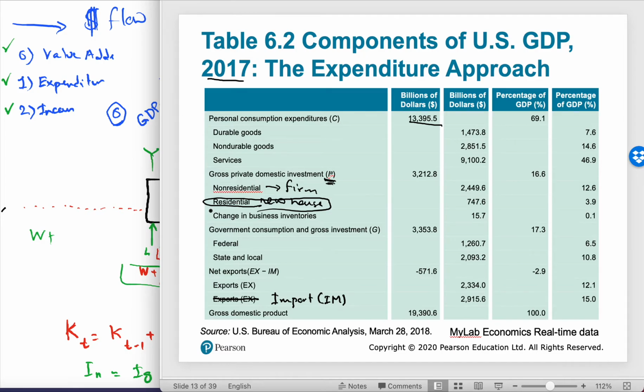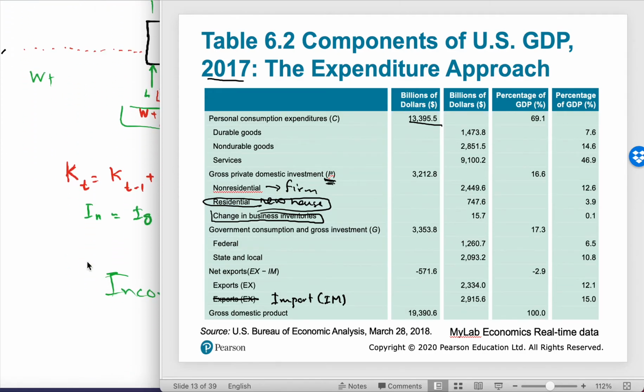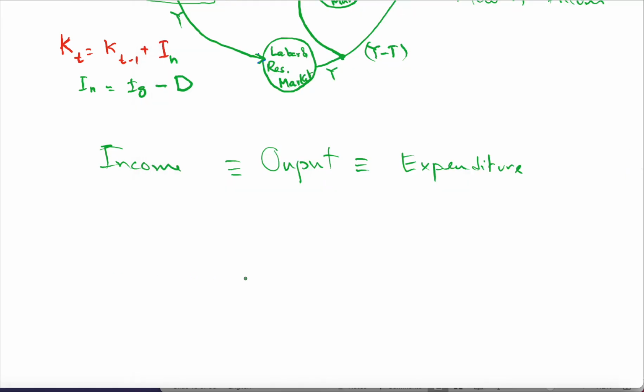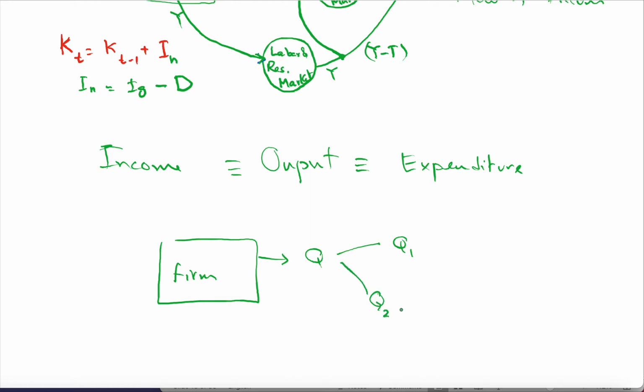And another thing is the changes in the inventories. Remember that I told you that the firms may produce something and not be able to sell it. A firm is producing this much, but they can only sell Q1 and this Q2 is unsold.